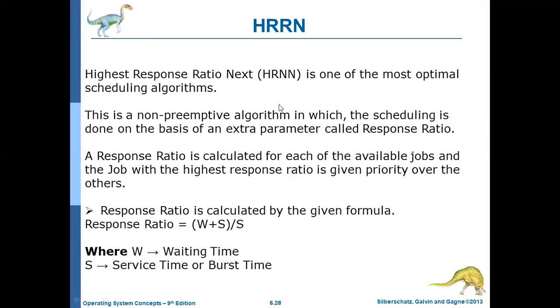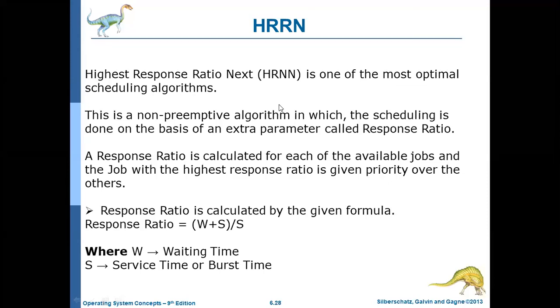HRRN is one of the most optimal scheduling algorithms, which is a non-preemptive algorithm in which the scheduling is done on the basis of an extra parameter called response ratio. A response ratio is calculated for each of the available jobs, and the job with the highest response ratio is given priority over other processes. This response ratio is calculated by using the given formula.